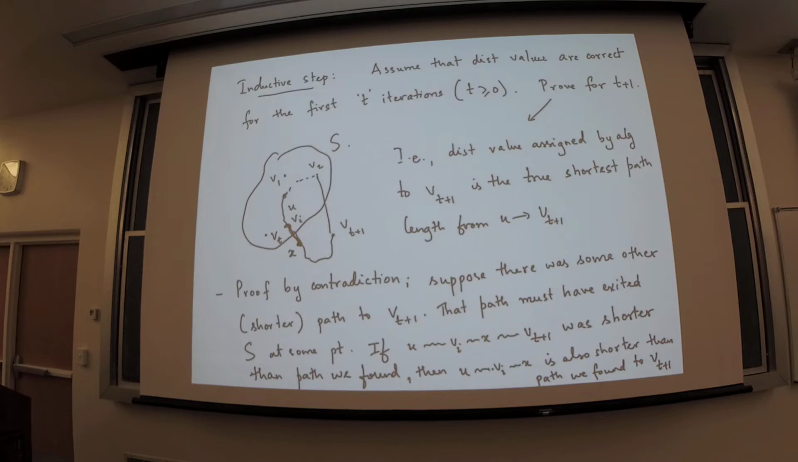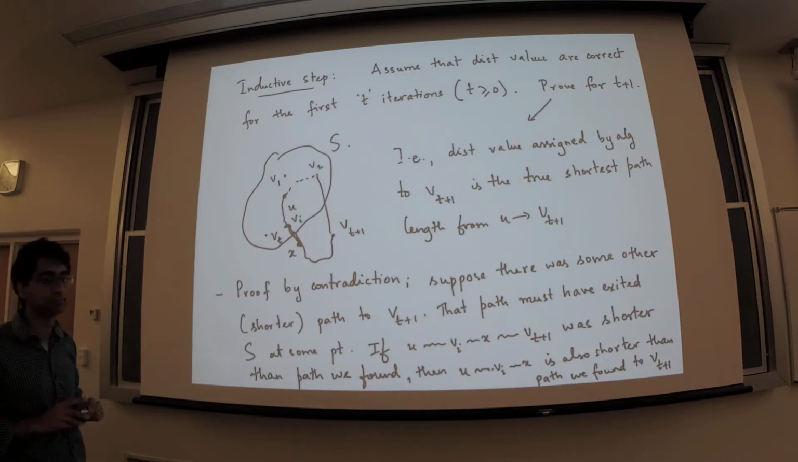Okay. So it's a simple argument, but it's a somewhat tricky one. So you should spend a minute or so on this and ask if there's some question. Yeah? Is it possible to notice that it's shorter than Vt plus 1 from u, but it still is not connected with Vt plus 1?